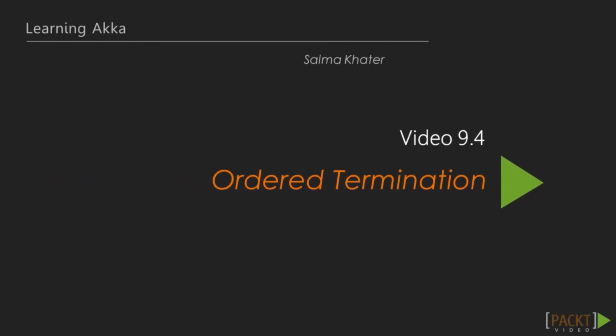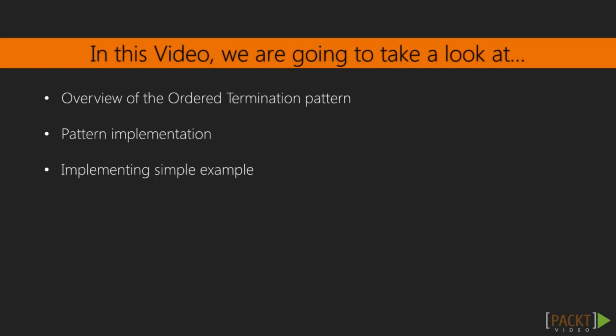Welcome to the fourth video in the last section, ordered termination. In the previous video, we introduced the shutdown pattern. We discussed that Akka should not guess whether your application is complete until it says I'm finished. It should depend on your application's logic. In this video, we will take a look at another pattern called ordered termination. We will take a quick overview on the pattern, then we will check the implementation, and finally, we will implement a simple app to use it.